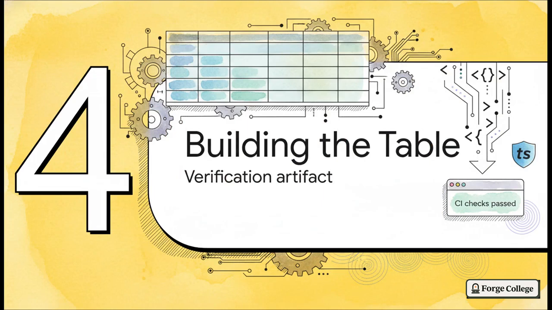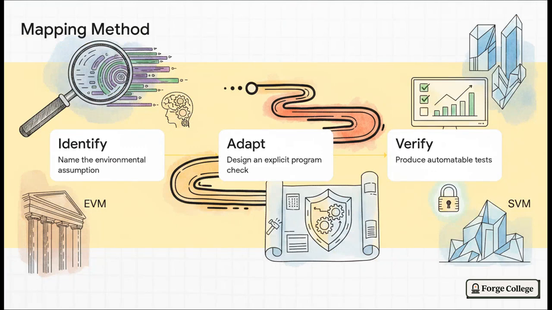All right, moving on to part 4, building the comparison table. We're going to transition right now from theoretical mapping to literally building a prototype verification artifact. You can actually just write a small TypeScript script to generate this table for your CI checks. But before we build it, let's just reinforce the core mantra of this lesson. Identify the assumption, determine if the environment enforces it, design your explicit adaptation, and finally, produce verification checks. Burn that pipeline right into your memory.